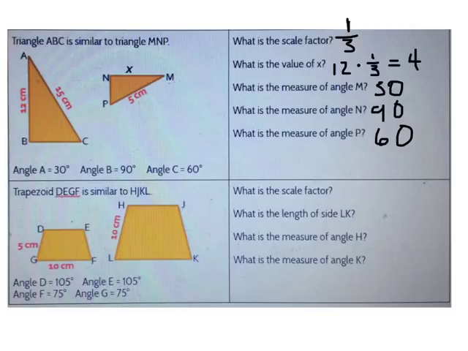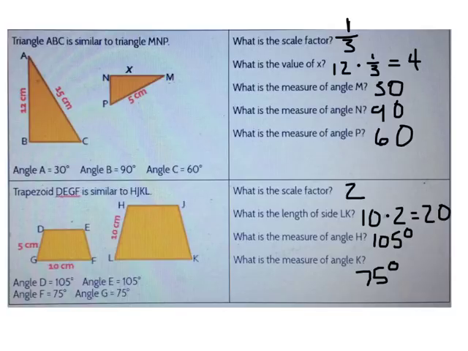Now you try this problem completely on your own. Trapezoid DEGF is similar to HJKL. What's the scale factor? What's the side length of LK? And what is the measure of angles H and K? The scale factor is 2. 5 times 2 is 10. The side length of LK would then be 10 times 2, which is 20.